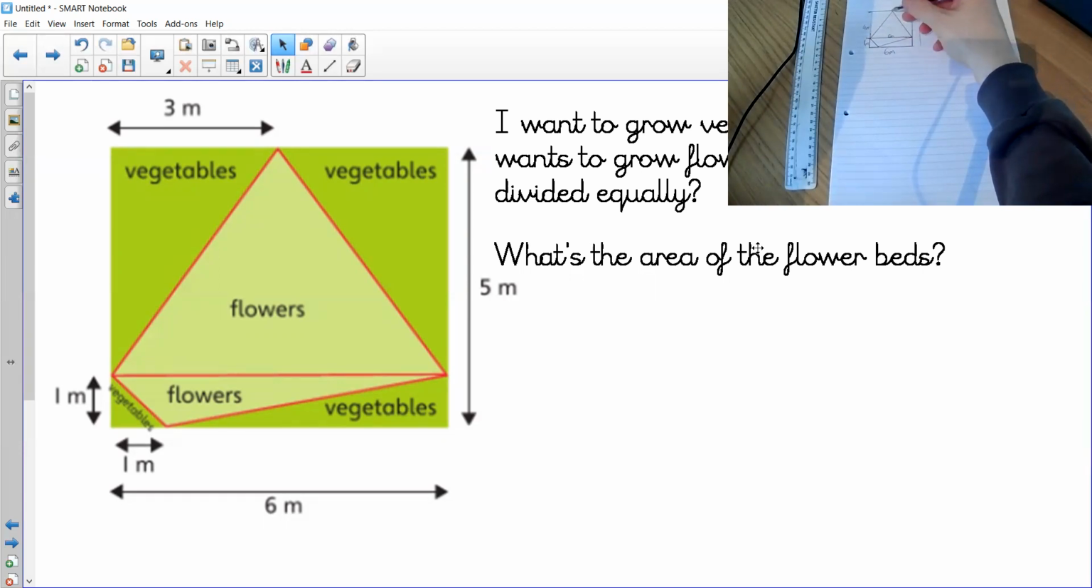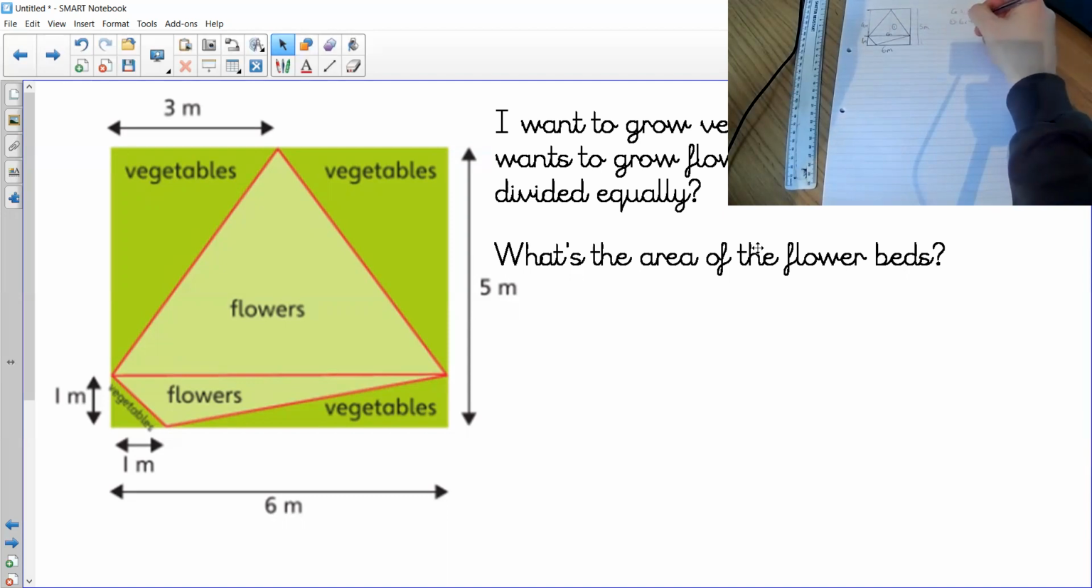What do I do to work out the area of a triangle? I halve it. So if I put number 1 there for flower bed number 1, 6 times 4 divided by 2, so 6 by 4 is 24, divided by 2 is then 12 meters squared. First triangle that I've got there.